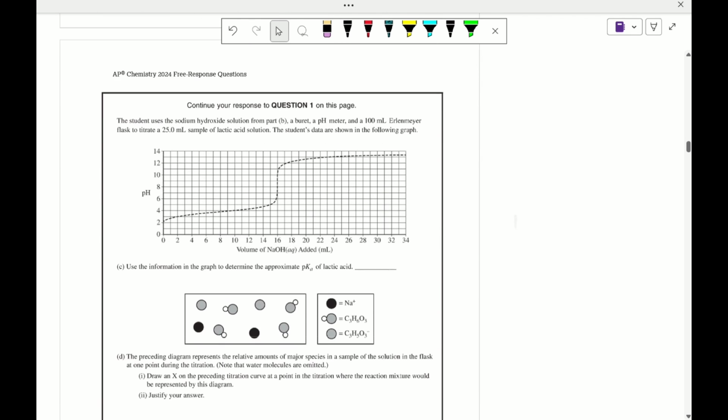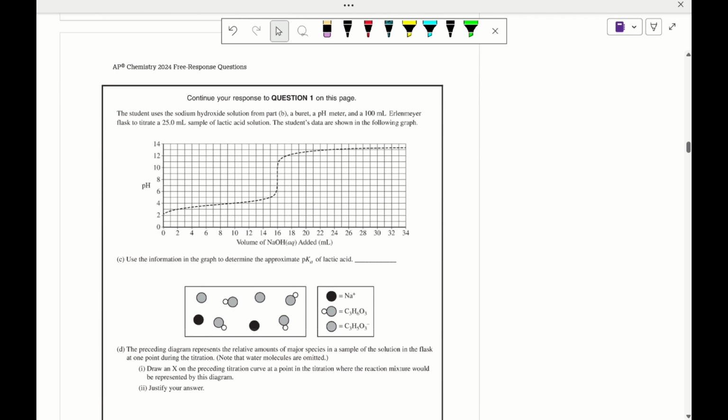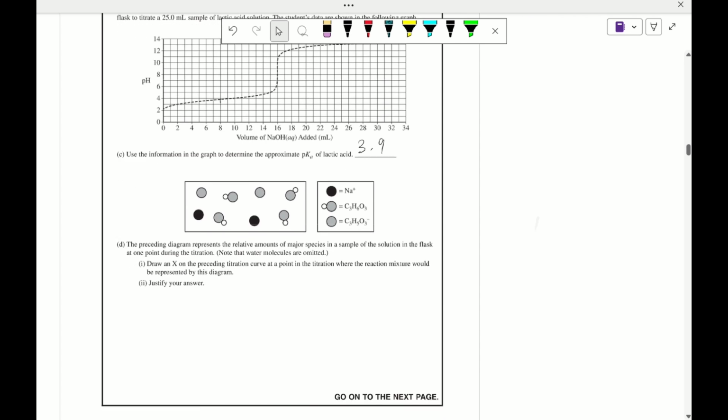And then question C, it's asking for the pKa of lactic acid. So we know at the half equivalence point, the pH is equal to the pKa. The equivalence point is at 16 mL, so half of that is 8, and that's about 3.9. And remember, for significant figures, you do one after the graph, one after what the graph notates. So here it would be 3.9.